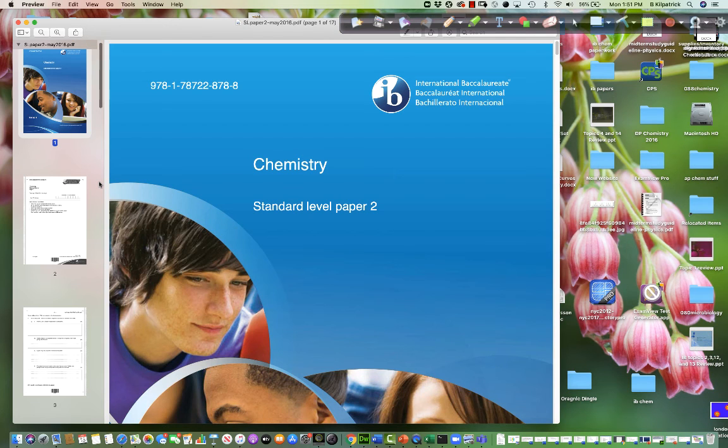Alright, so I'm going to go through paper 2. What I'm going to do is go through all of the answers to the questions and give you an overview of how the marks are broken down. I'm going to talk about things that would have been accepted, and also a few things that would not have been accepted.